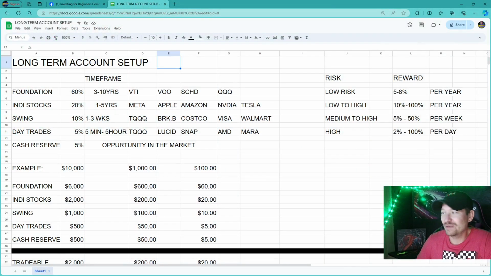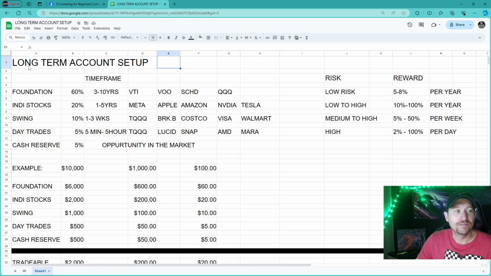I like to trade stocks, and this is exactly what we're going to talk about today. So, long-term account setup right here is very simple, and I actually created a document that you can use as well if you want to download this.